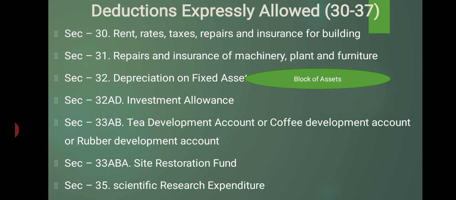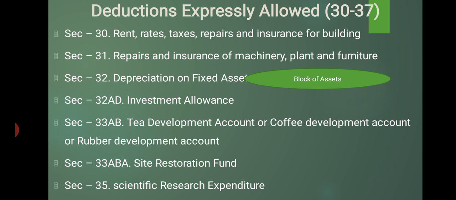The next important deduction, that is tea development account, coffee development account or rubber development account. Section 33AB. Any amount which is deposited in these accounts, or 40% of profit and gains from the business of growing and manufacturing tea, coffee or rubber in India, whichever is less, will be allowed as a deduction. What is the amount? Any amount which is deposited in this respect, or 40% of profit from this business, whichever is less, can be claimed as deduction.